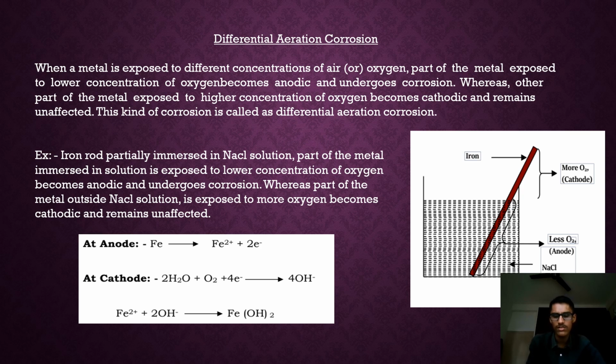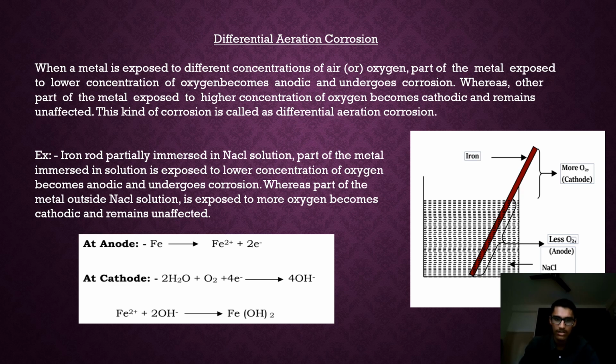Another type of corrosion is differential aeration corrosion. Differential aeration corrosion occurs when a metal is exposed to different concentrations of air or oxygen. Part of the metal exposed to a lower concentration of oxygen becomes anodic and undergoes corrosion, whereas other part of the metal exposed to higher concentration of oxygen becomes cathodic and remains unaffected. This kind of corrosion is called as differential aeration corrosion.